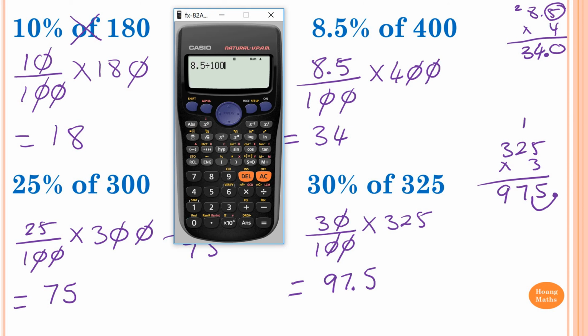So 8.5%, it's just 8.5 divided by 100. I can also do that, and times by 400. So that gives me 34. So it's correct. 30%. So 30% is 0.3 or 30 over 100, whatever you like. And then you just times by 325. There you go. And a decimal, but I don't want improper fractions. I want decimal. So 97.5. Thank you so much for watching.